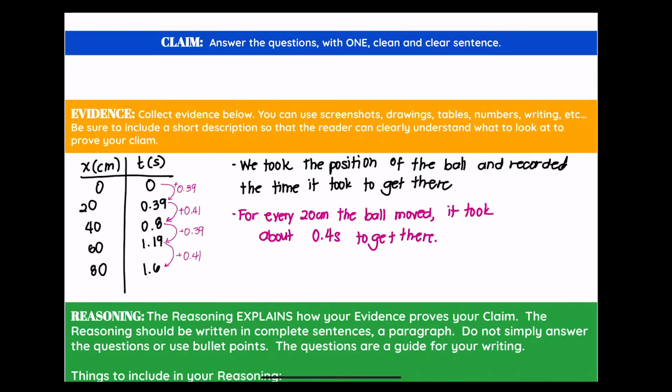Now, what this looks like, right, is we marked off the ball. So here is 0, and then 20, and 40, and 60, and 80. And so every time the ball got to a location, we recorded the time. So we saw that this was 0.39, and when the ball was here, it was at 0.8 seconds. And when the ball was here, it was at 1.119 seconds. And when the ball was here, it was 1.6 seconds. So that would take care of the evidence section.